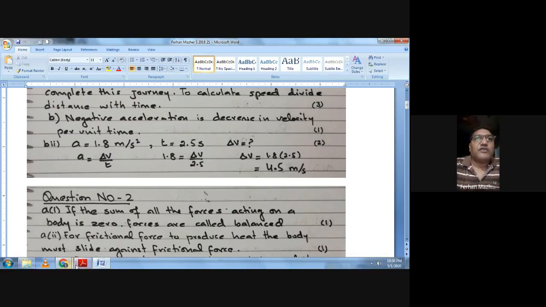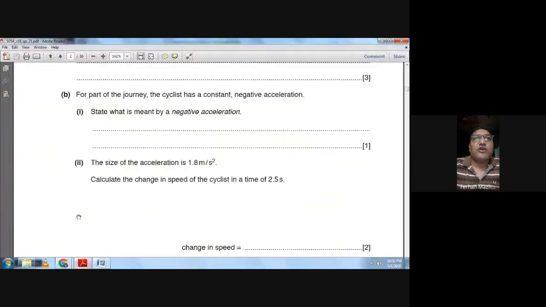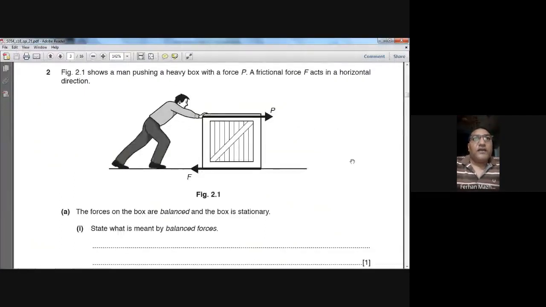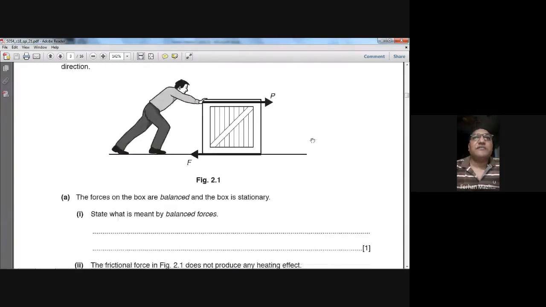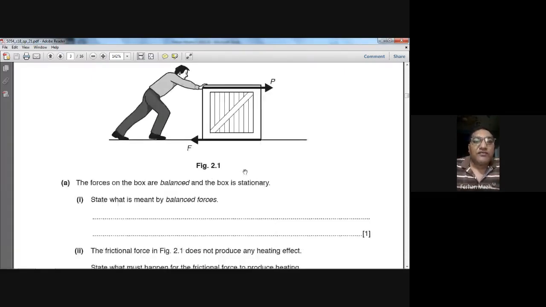Okay, let's move to the next question. On your screen, we have question number 2. Figure 2.1 shows a man pushing a heavy box with a force P. A frictional force F acts in a horizontal direction. The forces on the box are balanced and the box is stationary. State what is meant by balanced forces. You see, this man is applying force P in the forward direction to the right, and the frictional force is in the backward direction towards the left. He is asking us what is meant by balanced forces.